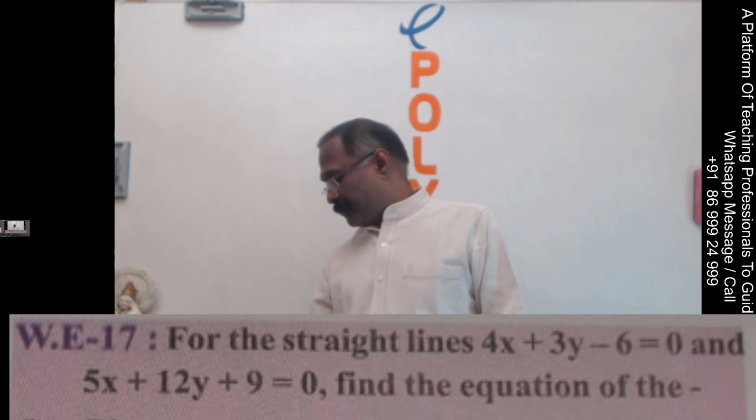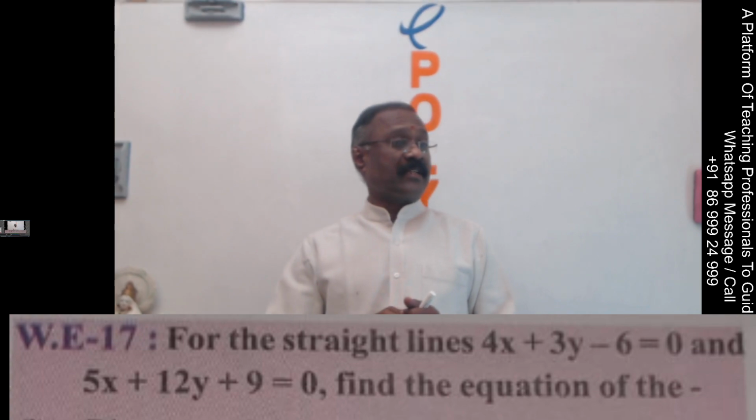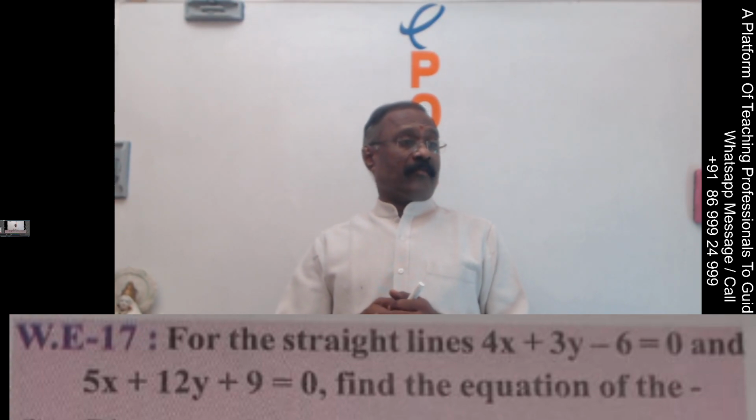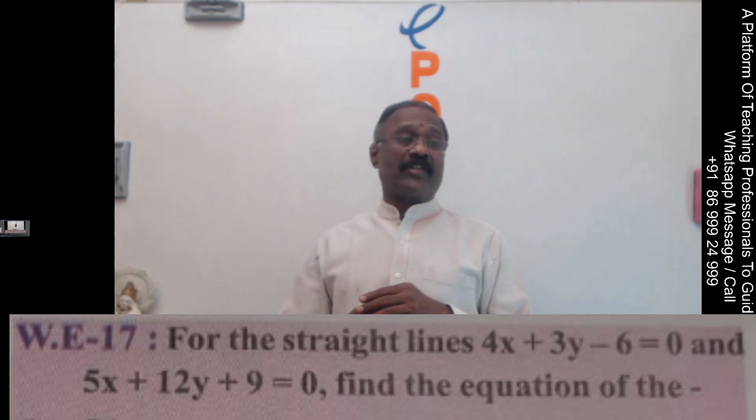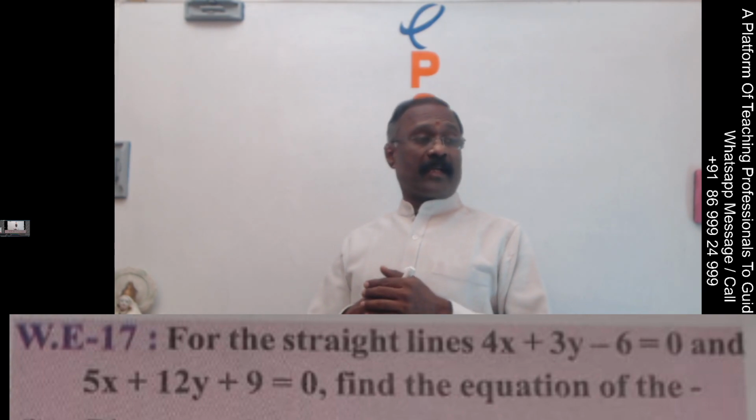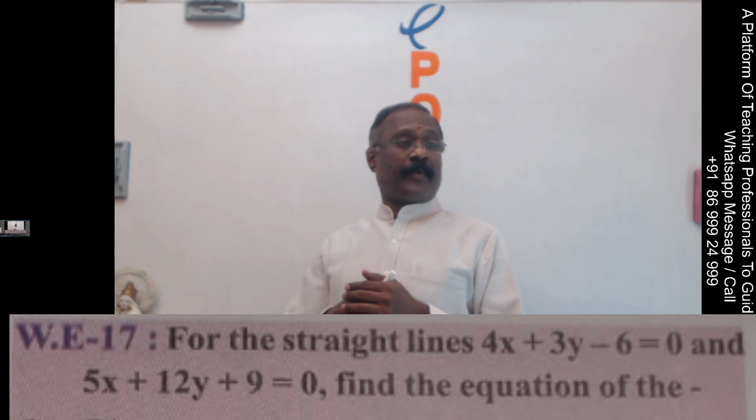So let me write the data first. What is the data given? 4x plus 3y minus 6 equals 0, and the second one is 5x plus 12y plus 9 equals 0. It is very clear that for the second line, C2 is equal to 9, which is positive, but for the first line, C1 is negative. You have to make it positive. What does it mean by making it positive?